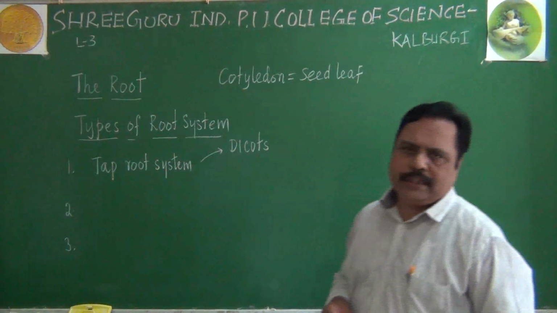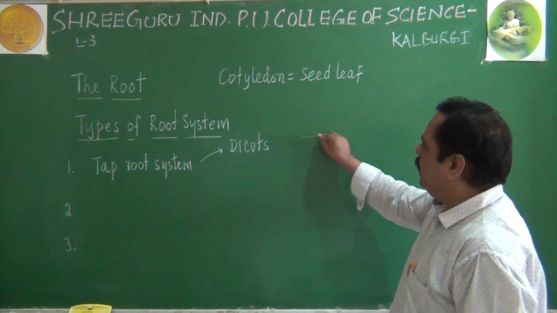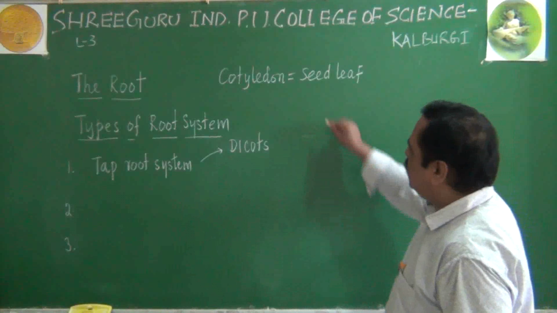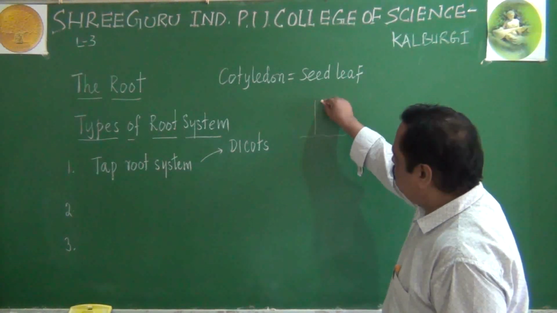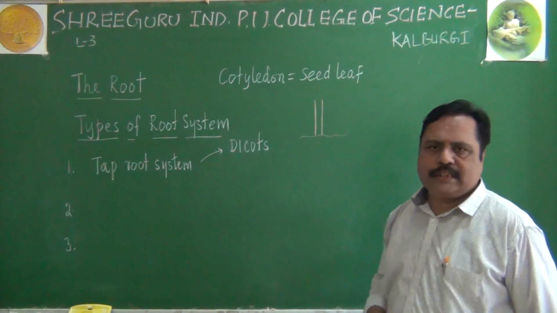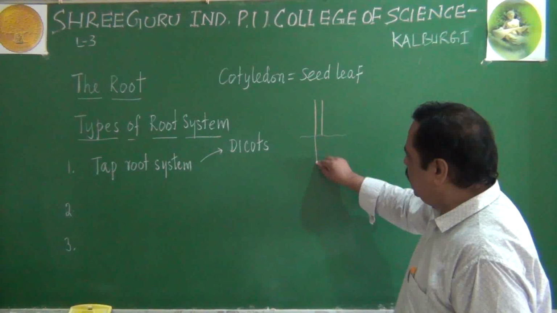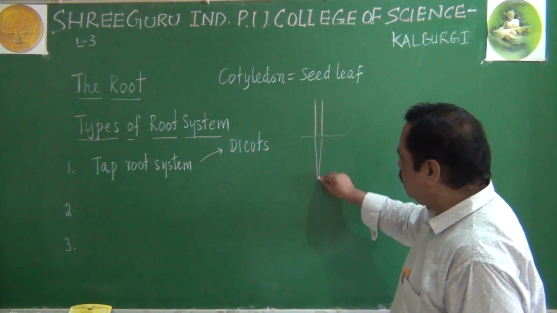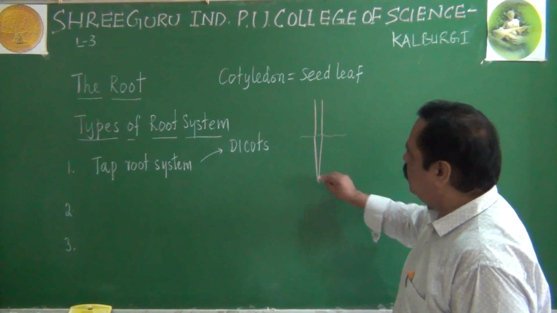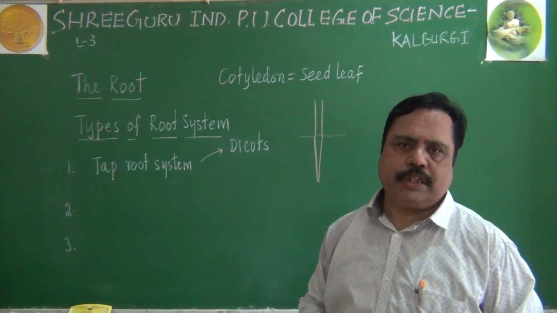In the taproot system, there will be the soil, and above the soil there is the stem of the plant. The stem will be extending downwardly into the soil like this, as a single projection.